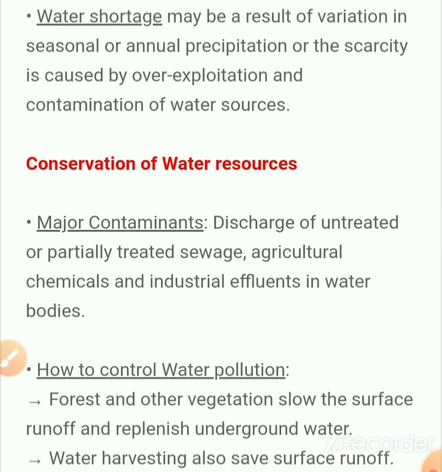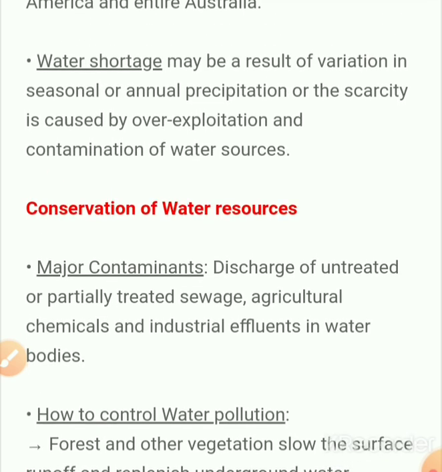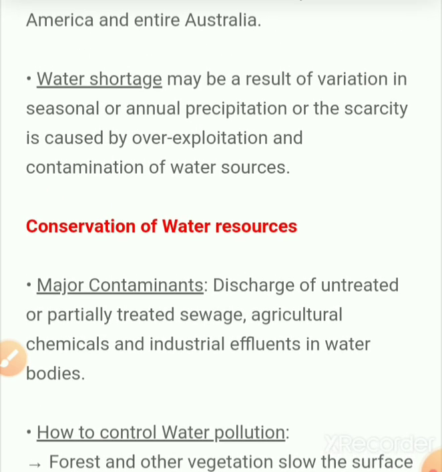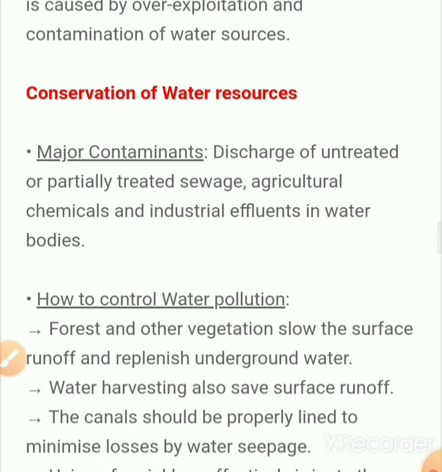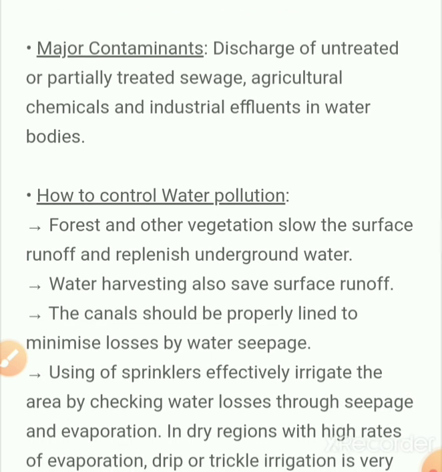Then water shortage may be a result of variation in seasonal or annual precipitation, or scarcity caused by over-exploitation and contamination of water sources. What are the reasons for water shortage? First, annual rainfall is very low in some years and some areas. Second, over-exploitation of water, and because of that, contamination or pollution of the water. Then, how can we conserve water?